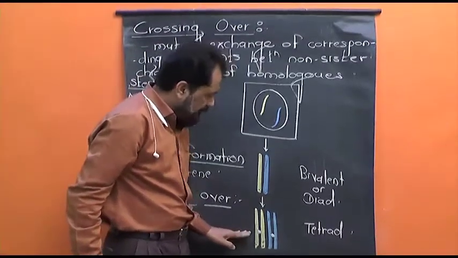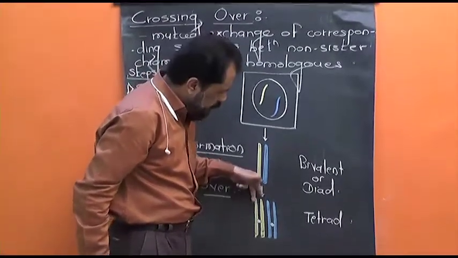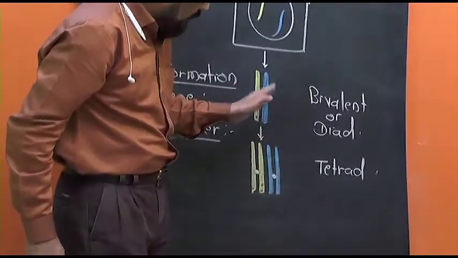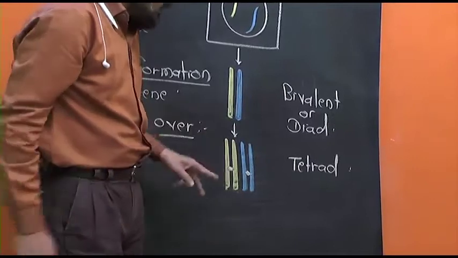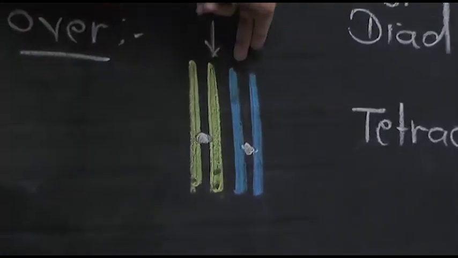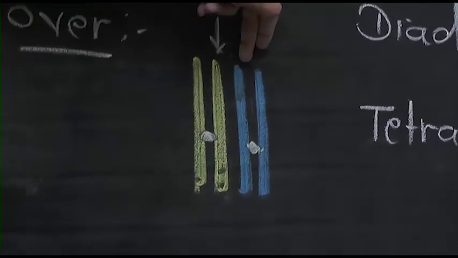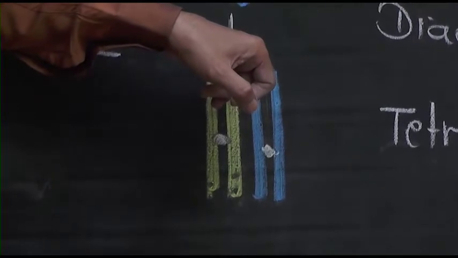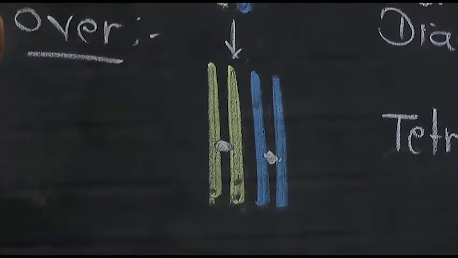In this diagram you can notice these are the 2 chromatids of one chromosome and these are 2 chromatids of another chromosome. So obviously these are sister chromatids of each other, these are sister chromatids of each other, but this chromatid and this chromatid, these are non-sister chromatids.